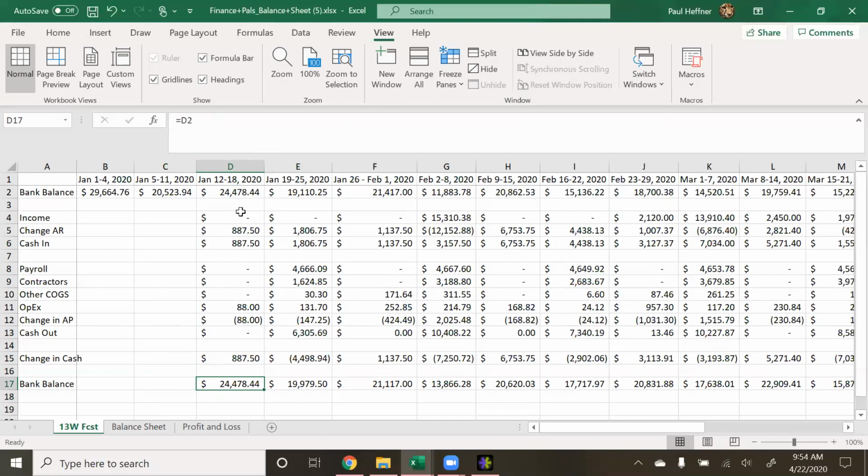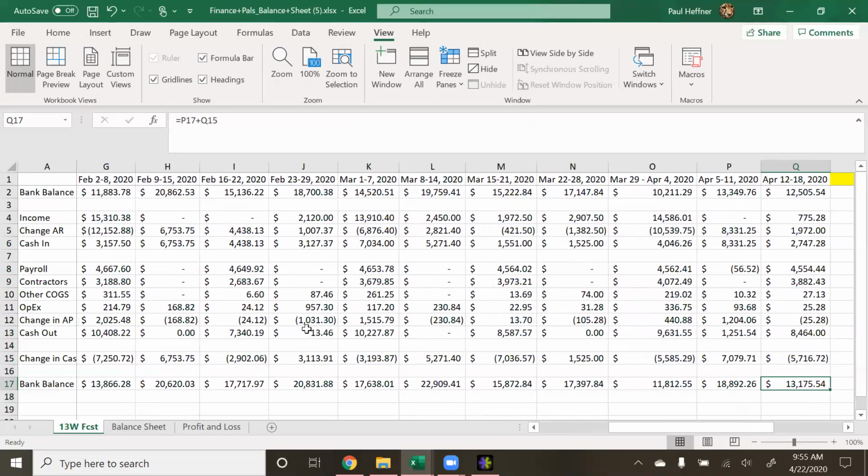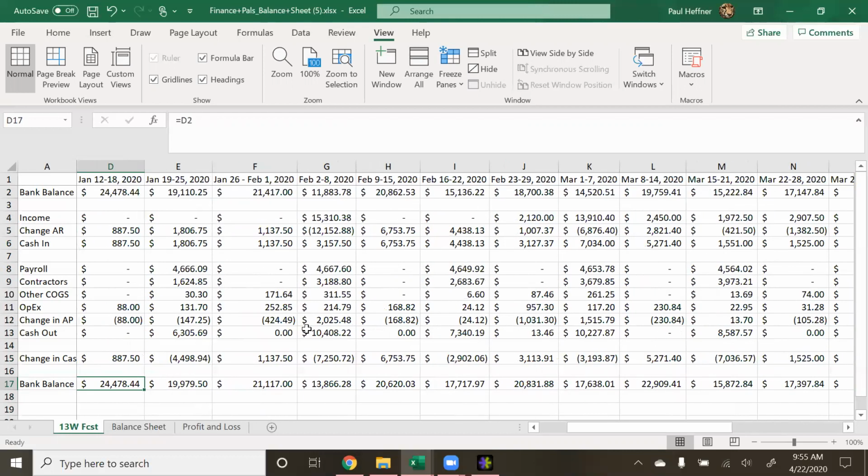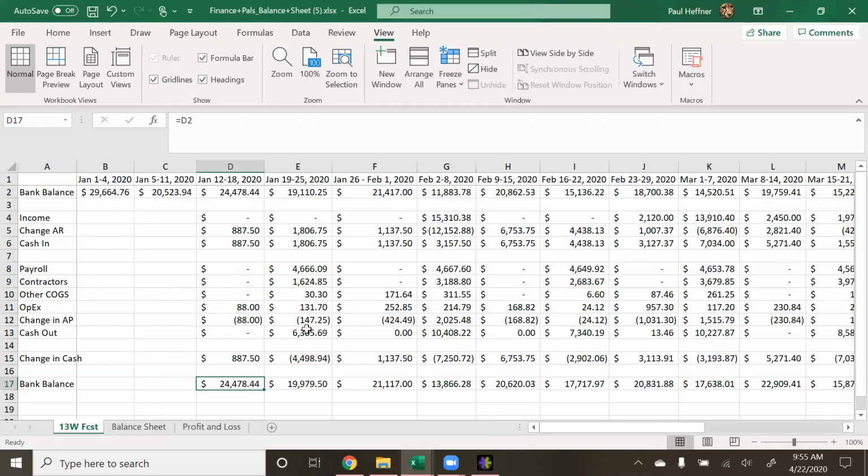So this is our ending bank balance. These are all the charges that happened. And then next month or next week, we start here. Then we have this cash out. Okay, getting closer. Let's see if we can figure out anything else that looks off.